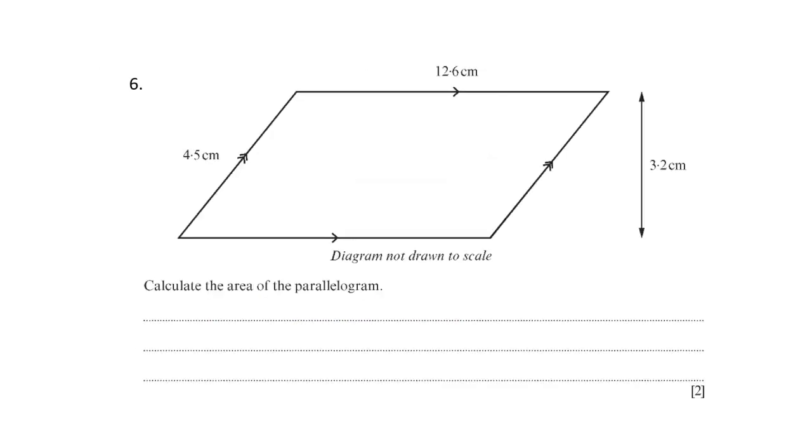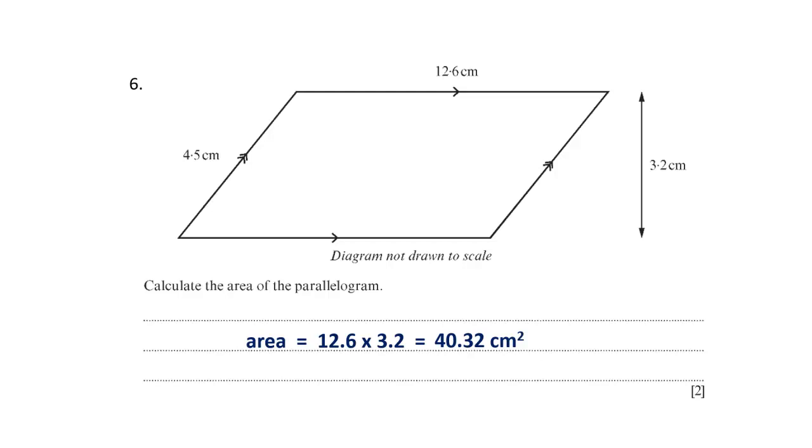And what about the next one? We tried to confuse you here by having the same number at 4.5, but 4.5 in this case is the slope inside. The height is 3.2, and they try to confuse us by putting the base up the top. So the area of this one, 12.6 times 3.2. And again, that would be calculator paper, 40.32 centimetres squared.